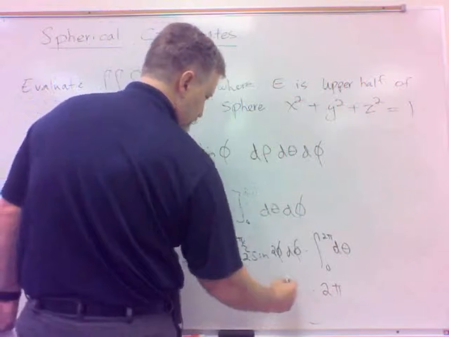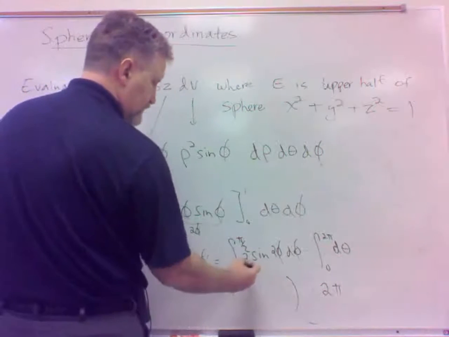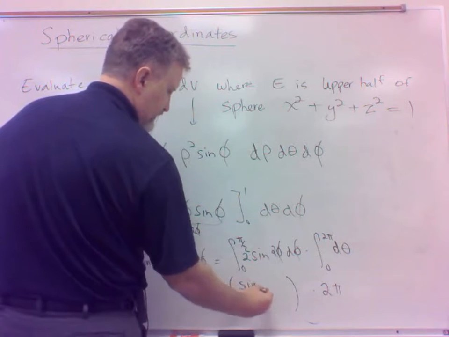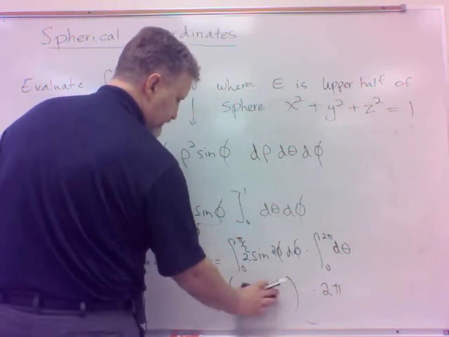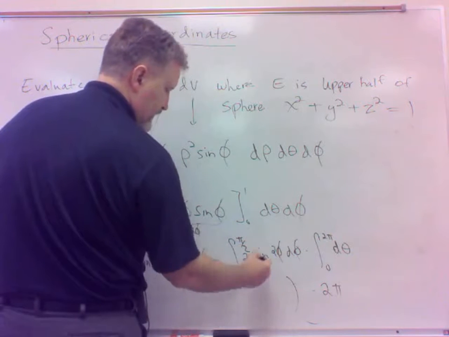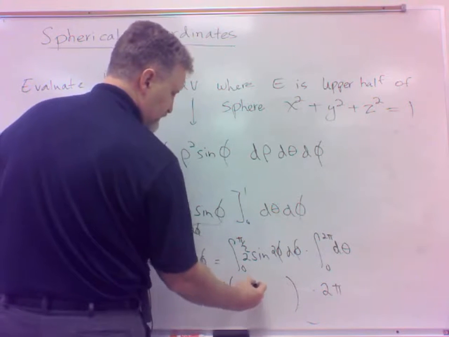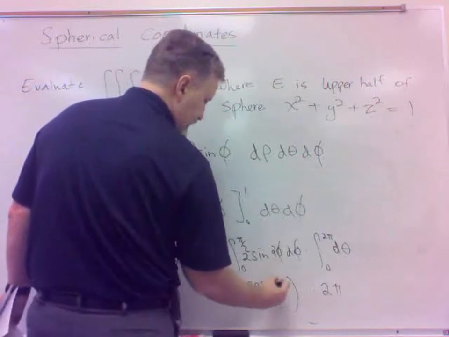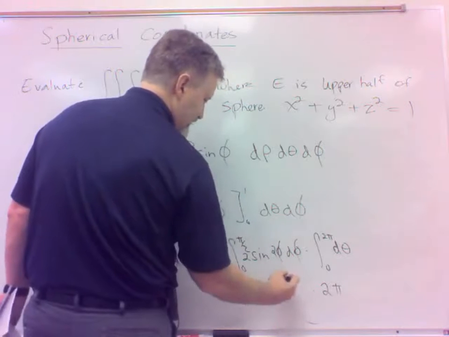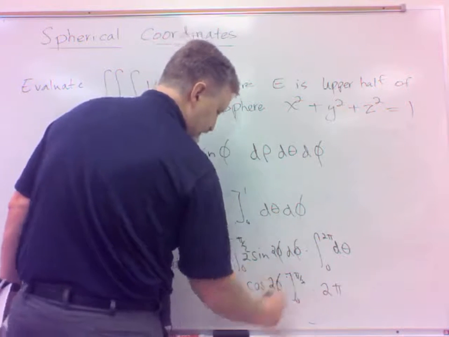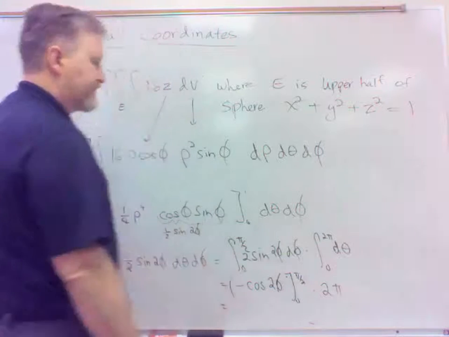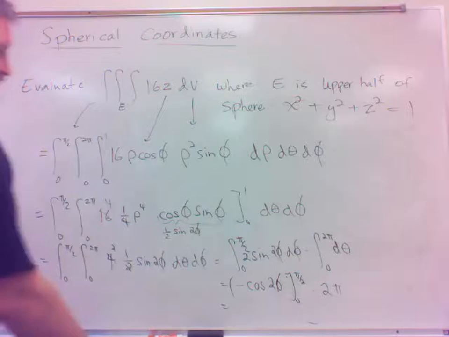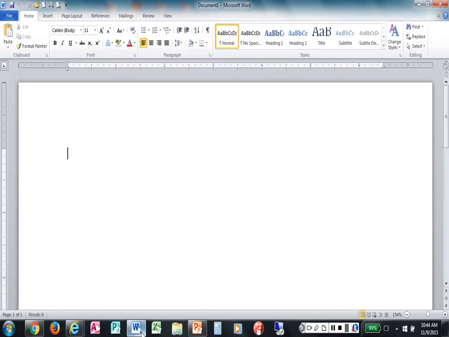0 to pi over 2, so this would be u is 2 phi, so that'd be a half, so we're just going to have sine of u, so the antiderivative is negative cosine of u. The 2's are going to cancel because you have a factor of a half. Anyway, so we're going to use negative cosine of 2 phi from 0 to pi over 2, which makes it, let's see, the cosine of pi over 2, that's 0, minus cosine of 0, which is negative 1.